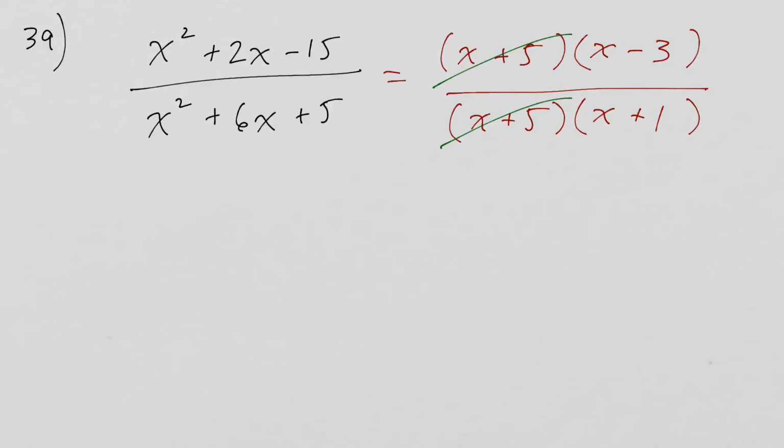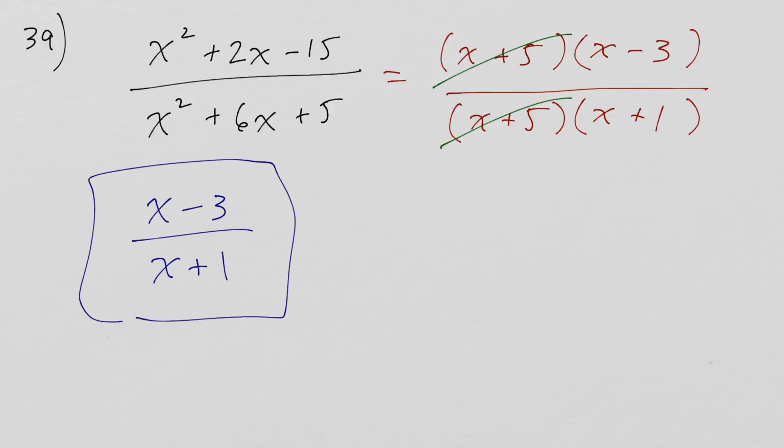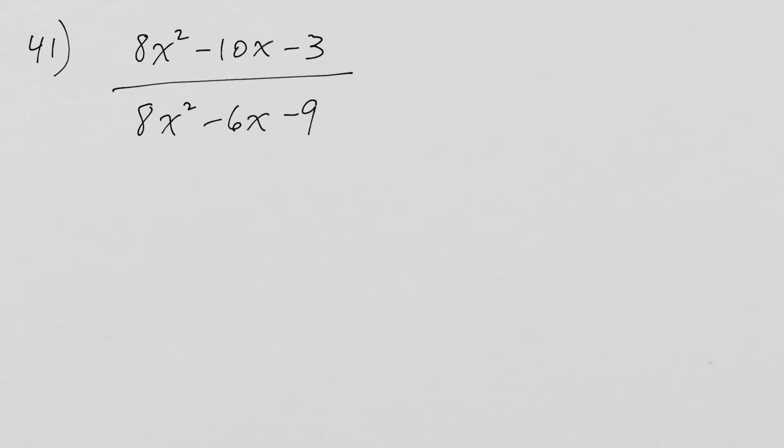And when we write our final answer, those parentheses are now redundant, so don't include them in your final answer. We write x minus 3 on top and x plus 1 on the bottom. If you wrote the parentheses, that's unsimplified because the parentheses are already implied on the top and bottom of a fraction bar.